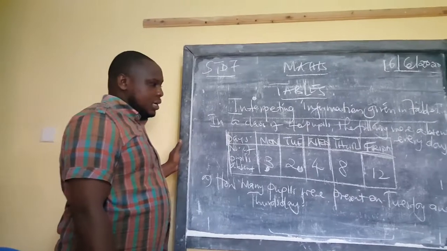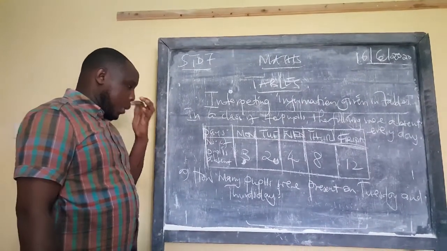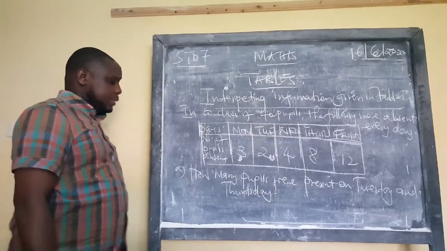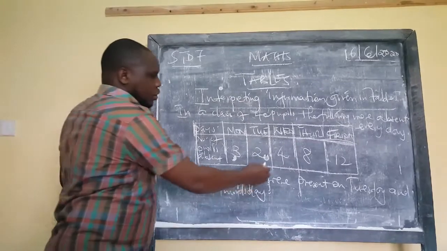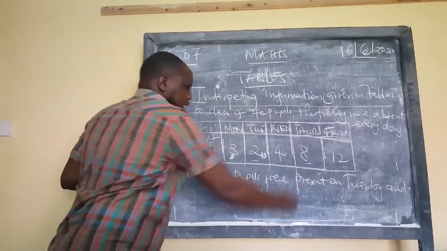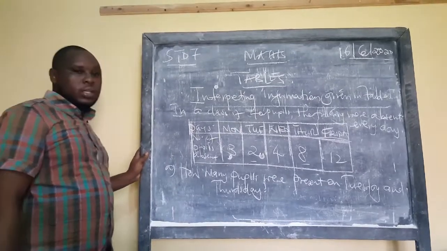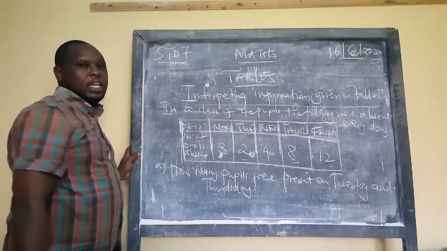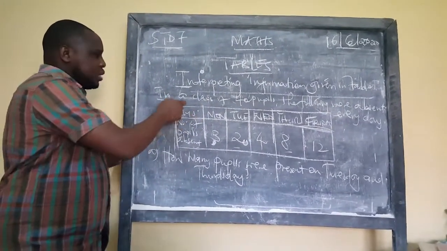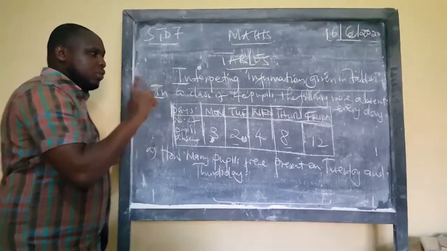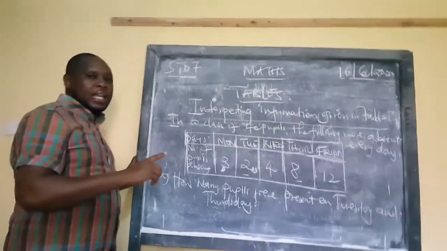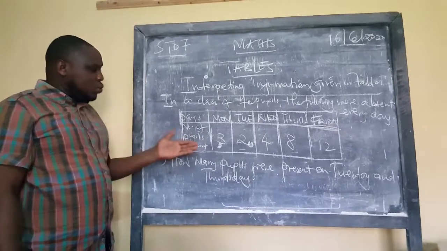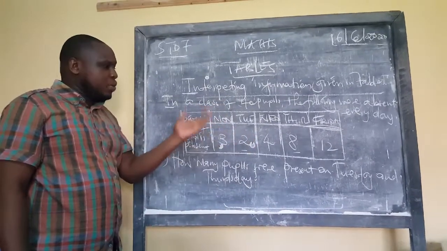Then I want us to understand something here, very, very important. If this question is asked in an exam, a learner will pick Tuesday 2 and then Thursday 8, and they get a total of 10. That is very wrong. We now come to what we call interpreting information. We need to interpret this information because it's a statement you are given here that in a class of 40 pupils, the following pupils were absent every day. There were some pupils who were absent, were not in school. But if you look at what is given here, these are the absentees, the ones who are not in school.